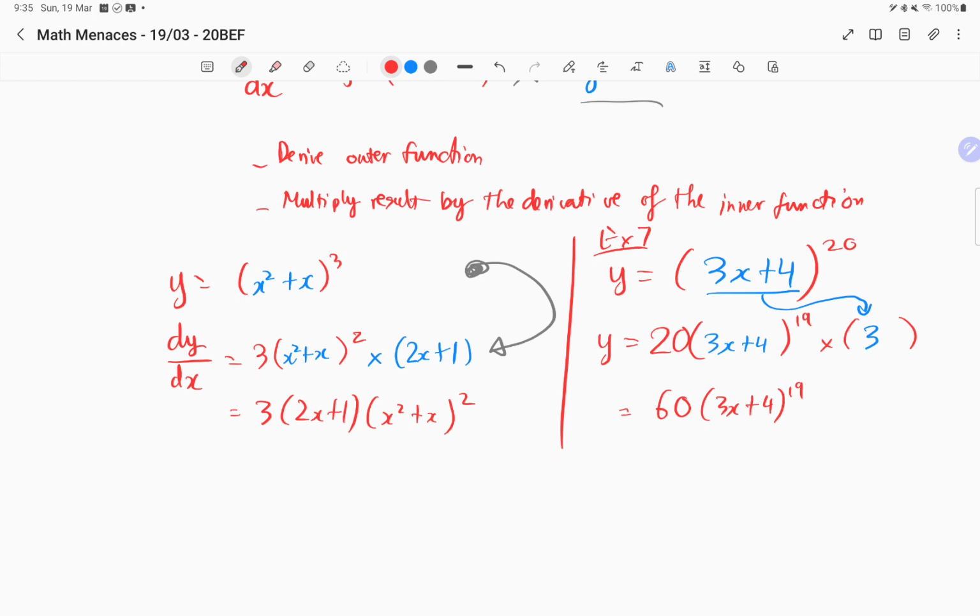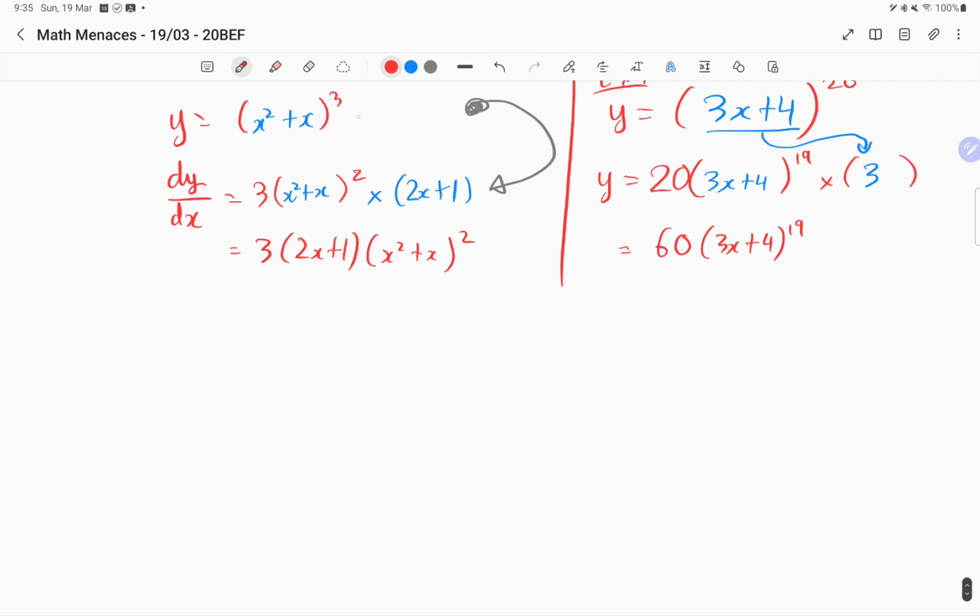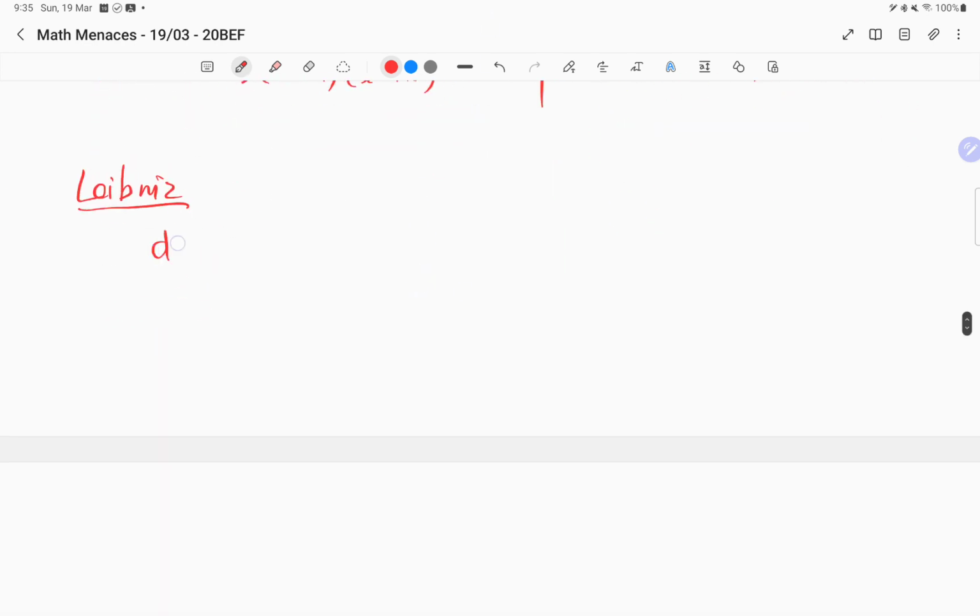However, some questions can be quite complex, and so you would want to break it down a little bit. There is a way to break that down. So for example, I'll use the same example over here. So this is the chain rule using the Leibniz notation. It looks something like this: dy over dx is equal to, now we use an intermediate variable u, so that's dy over du, and then times by du over dx.